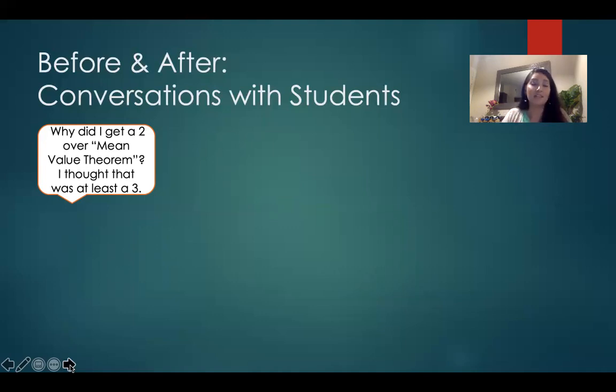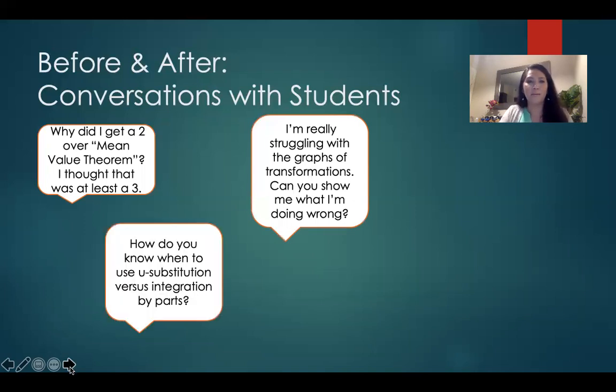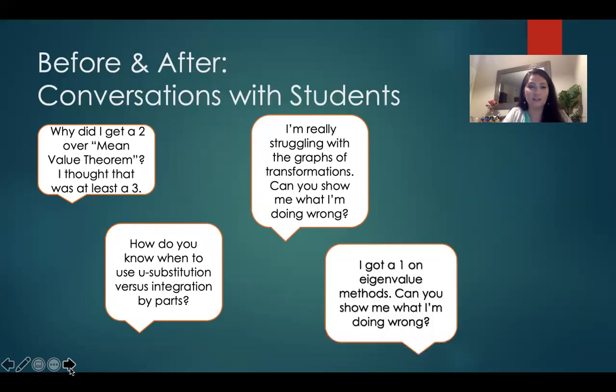So let's talk about what makes a 3. Writing about the mean value theorem, because usually my students have to write a little bit of a paragraph about what the mean value theorem says and what it means, and then apply that theorem to solve a problem. Let's talk about what that might look like. So we'll have that conversation. Or the students in pre-calculus will say, "I'm struggling with graphs of transformations. Can you show me what I'm doing wrong?" Or, "How do I know when to use substitution versus integration by parts?"